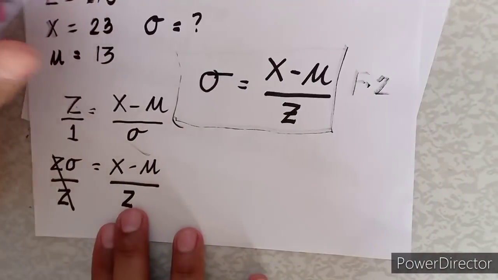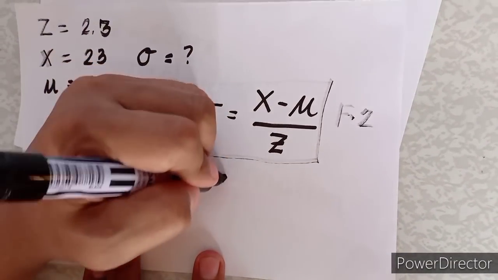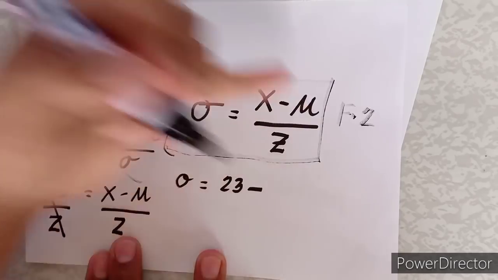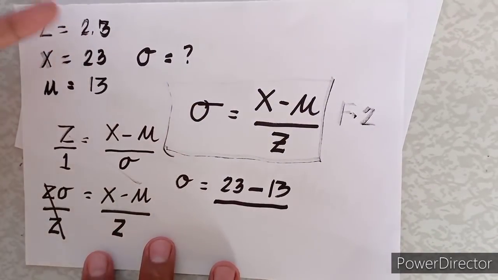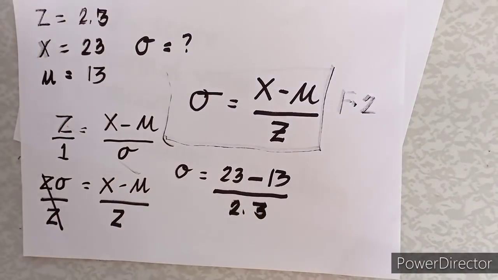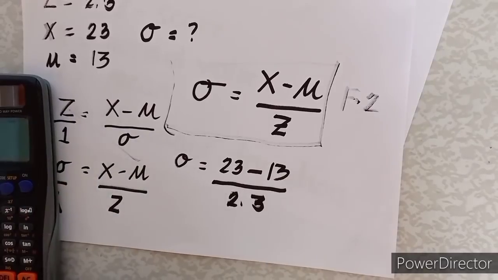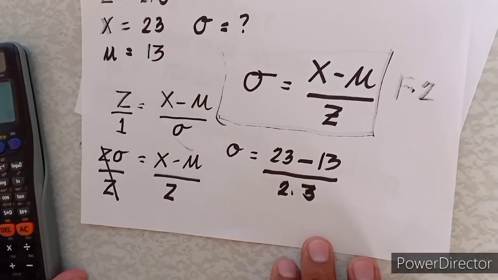Madali na lang. By substitution, we have now standard deviation is equal to X, which is 23, minus mean, which is 13, all over Z, which is 2.3. Using our calculator, 23 minus 13, obviously it's 10.